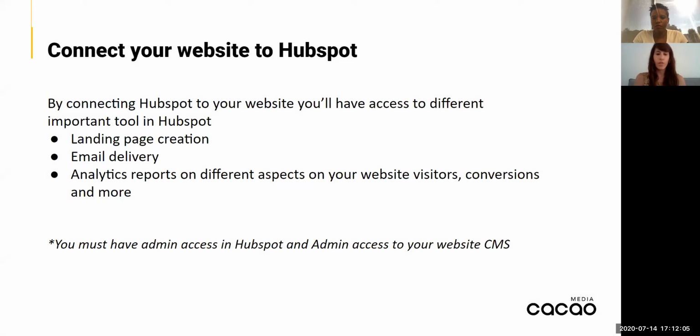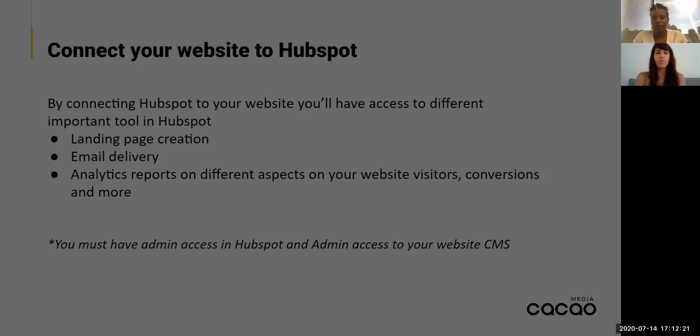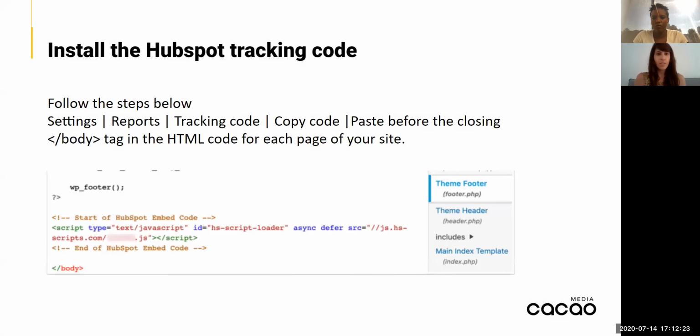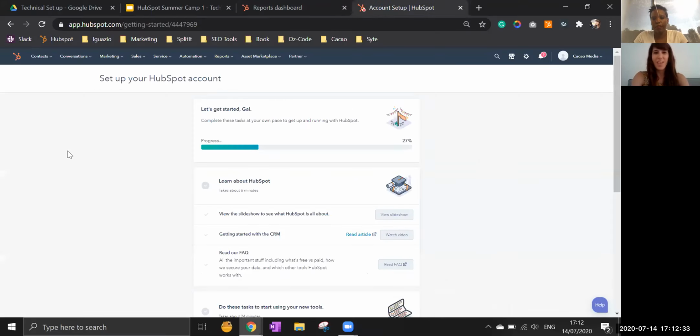In order to do that, of course, there are permissions that you need to have. One of them is admin access to your HubSpot, and you also need admin access to your website CMS. I'm saying CMS, it can be WordPress, Wix, whatever system you're using. Once you've decided that you have all the permissions and you want to move on, you need to navigate the following steps, but I'm going to show it to you.